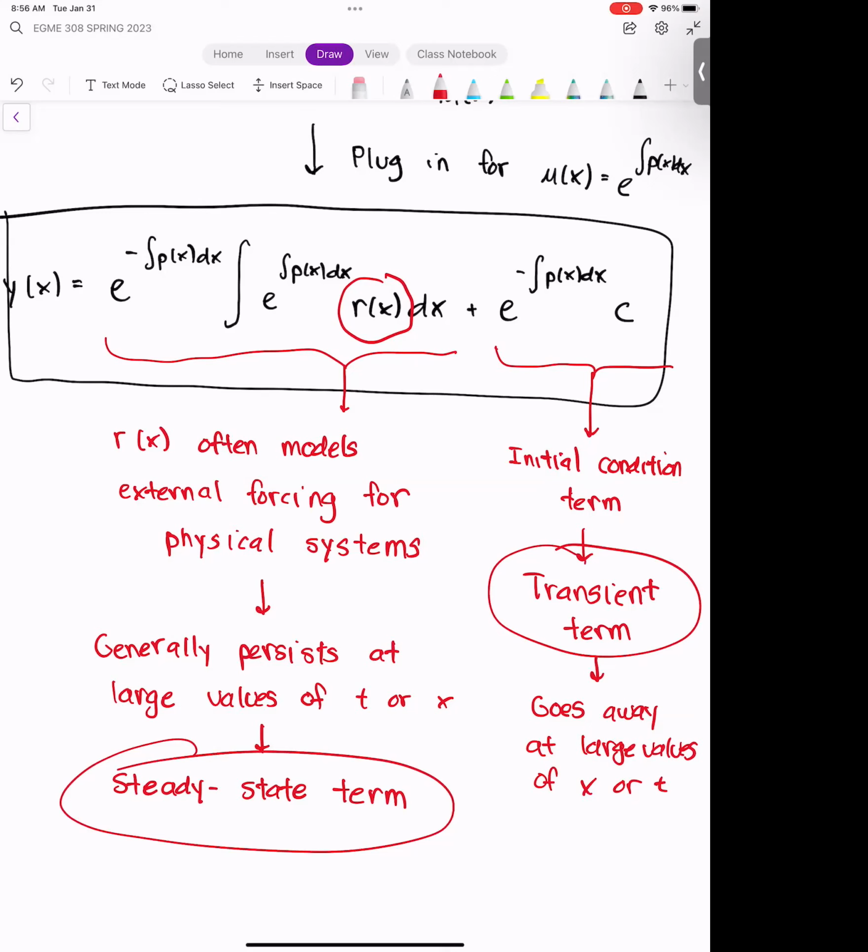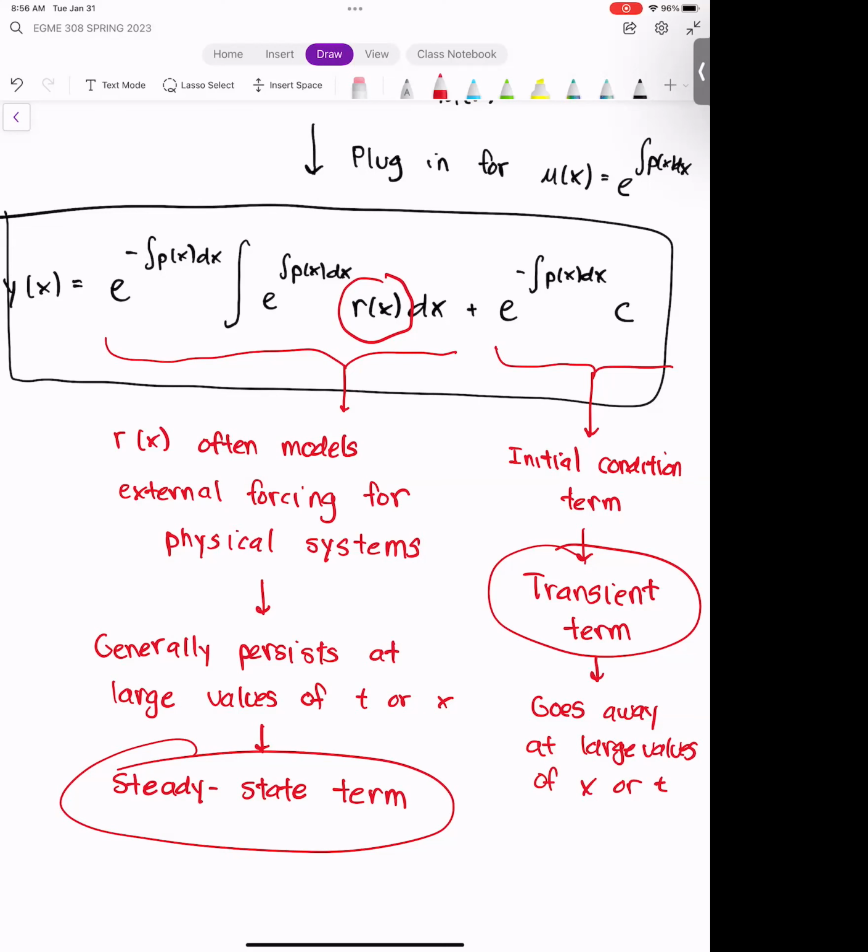I've circled the most important takeaway. Whenever you solve a linear first order ODE, generally you get a transient term, which is something that goes away with large values of time, and you get a steady state term that persists. I'm mentioning this here because, obviously we're going to see it in the next example, but this kind of behavior is something you'll see in second order ODEs. So this concept of transient and steady state, initial conditions versus forcing, is going to come back very soon as well.